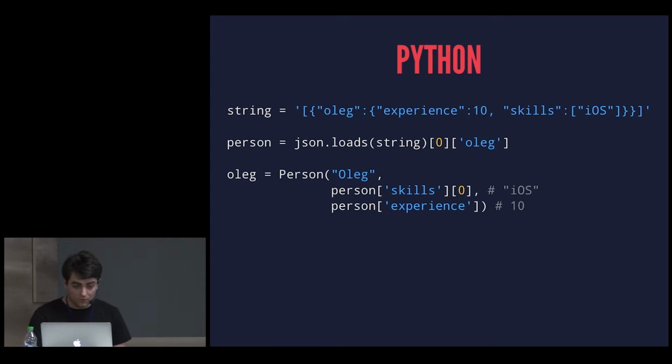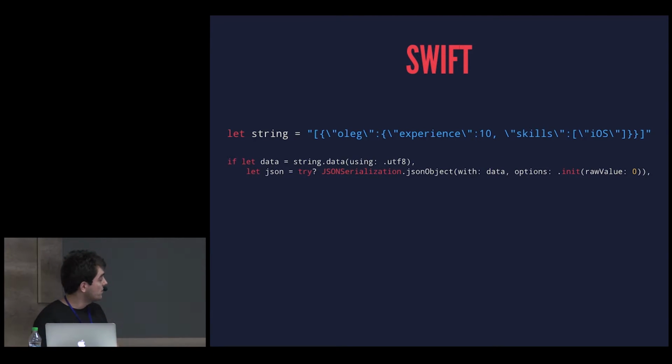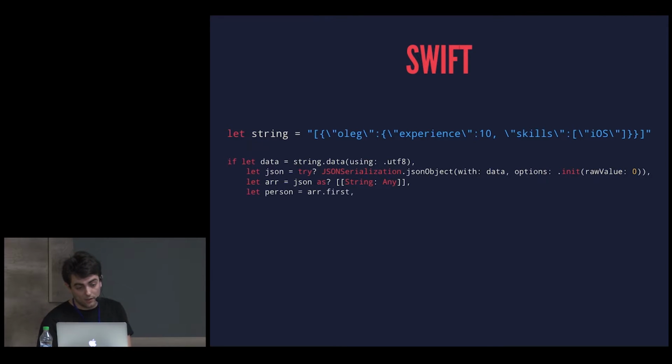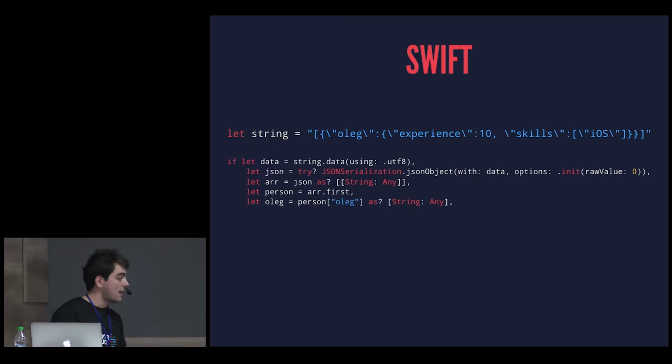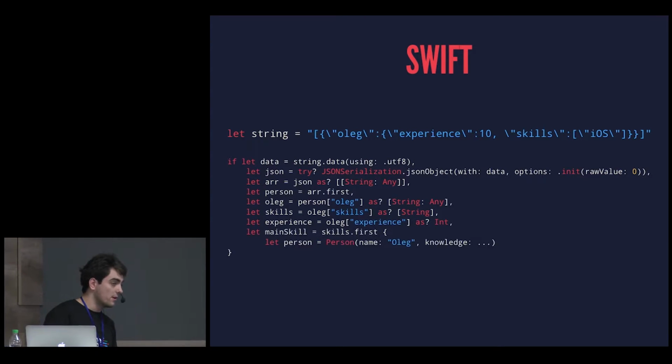Let's try to do the same in Swift. Because it's strongly typed, we can't do that easily. We have to first try to initialize the data from the string, and then we try to parse it into an object, and it might fail or not. And then we say that it's an actual array of dictionaries, and it may again fail or not. And then we get the first element, we assure that the array is not empty, and then we get Oleg from this dictionary, and then we get his skills, and we get his experience, and we get his main skill, and only then we can actually initialize this person.